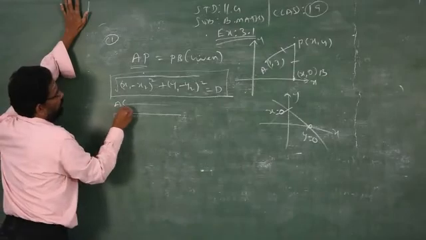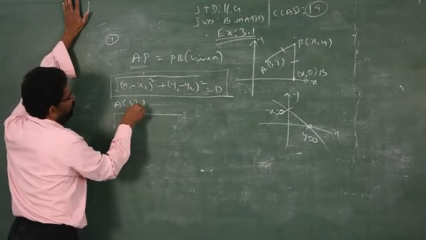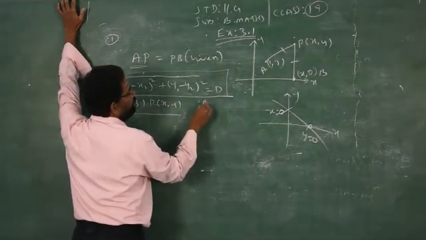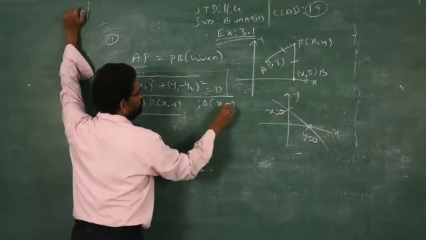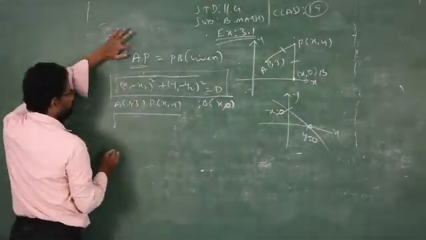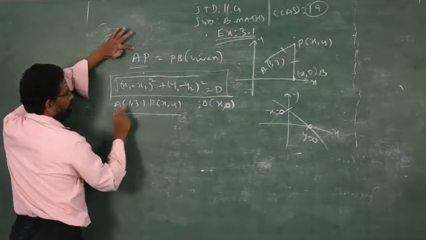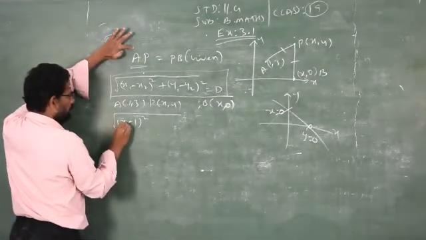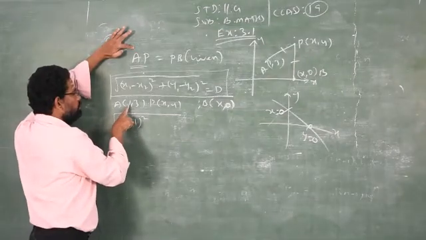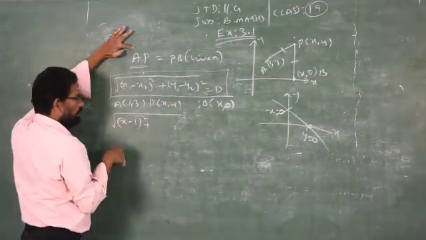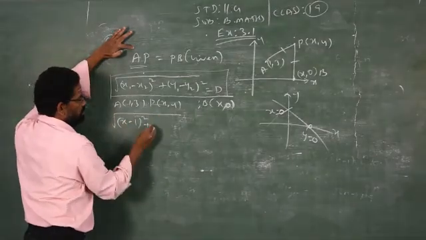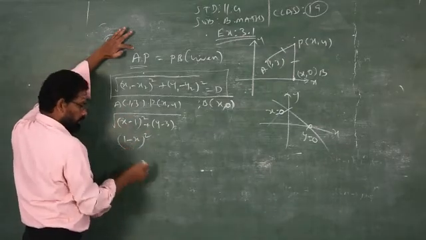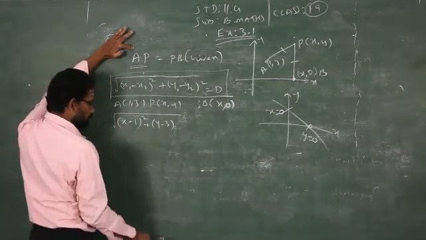So what is your A? A is (1, 3). What is your P? (x, y). Similarly, B is (x, 0). So I have to apply it for AP. Better you go for PA: (x minus 1) the whole square, because I kept x variable as the first term. You can take (1 minus x) also, that is also correct. But for my convenience, I take x minus 1 and y minus 3. Clear? So you take either x minus 1 or 1 minus x.